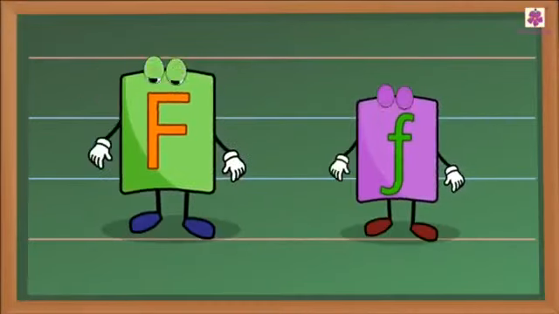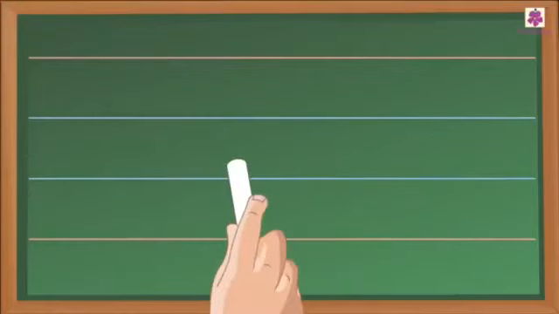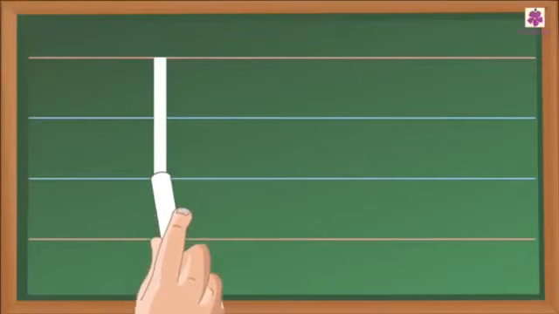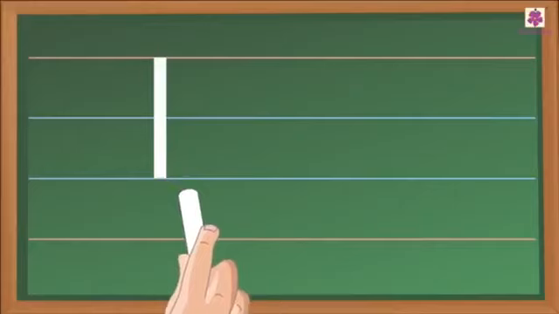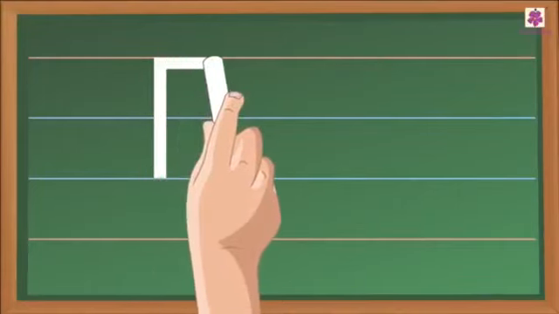F. Capital F. Start from the top and draw a standing line down. Go again to the top and draw one sleeping line to the right.